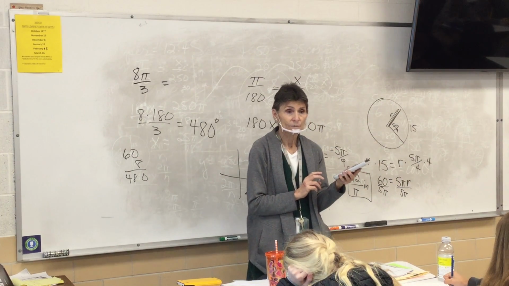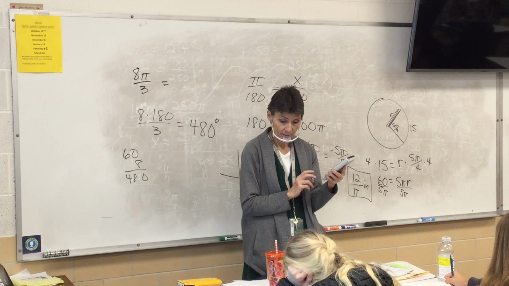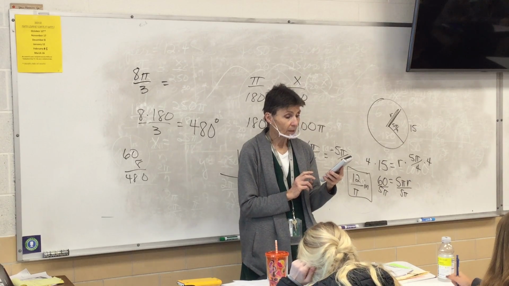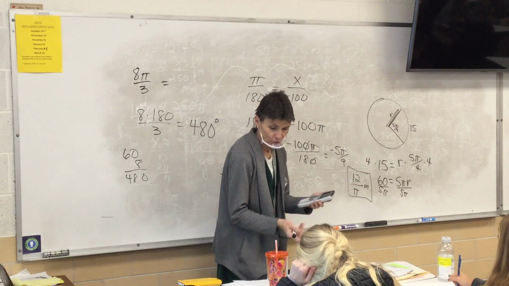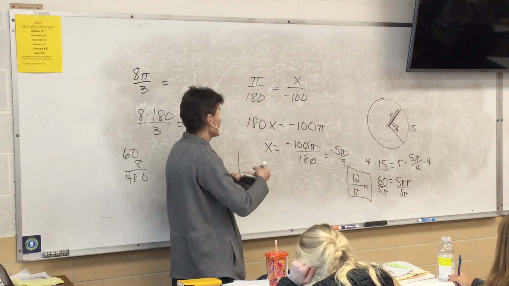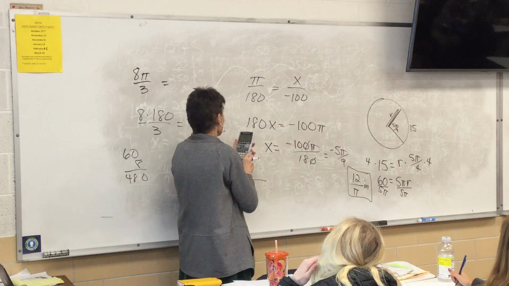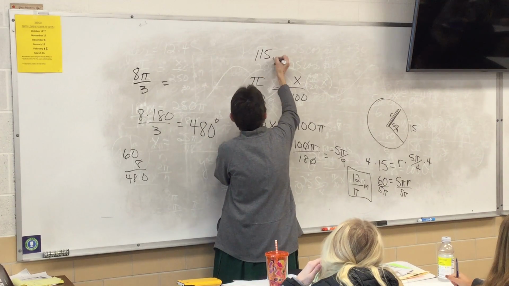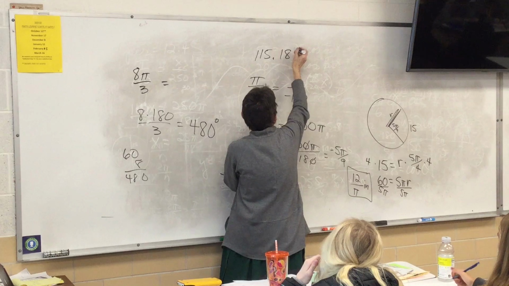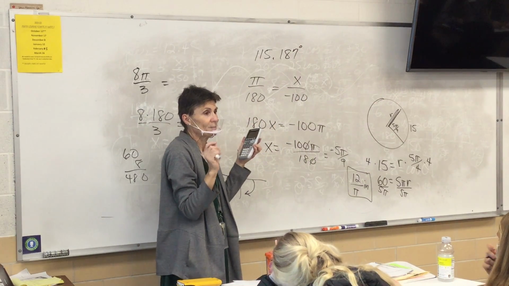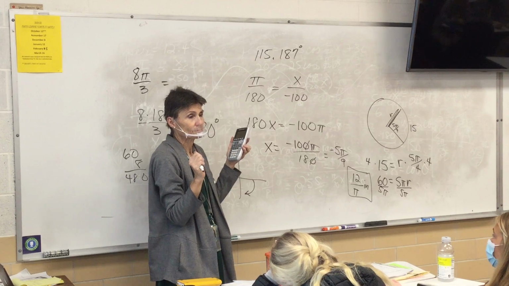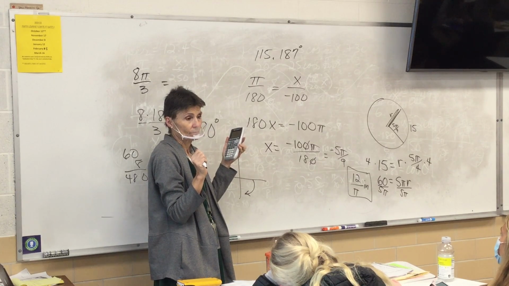So for the answer, where do you want us to stop after the decimal? Do you want us to stop after the 10,000? Let's just say let's stop after the 1,000. Okay. There's no directions there, so let's stop after the 1,000. So that would be 115.187 for 10 that says round to the 1,000. That would be the answer, right? Easy.